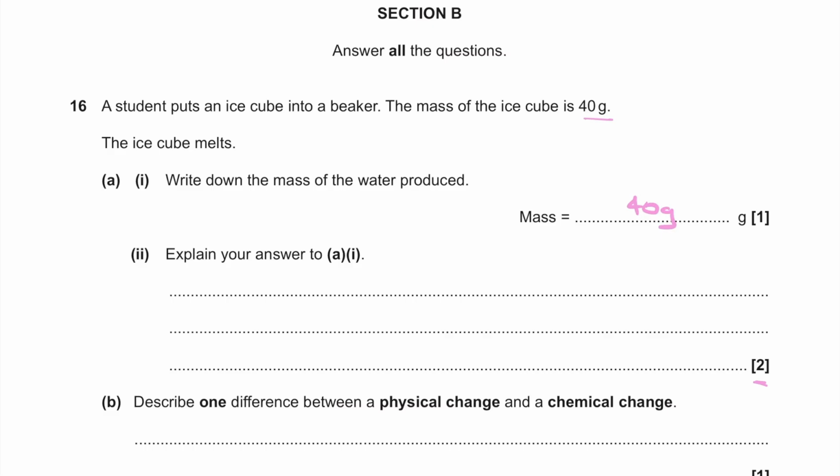I guess we have to explain a little bit further. The mass is going to be conserved, and that is because you can't lose the number of particles. The number of particles have to remain constant. Whatever the ice was turns into water, and therefore it's going to be 40 grams.